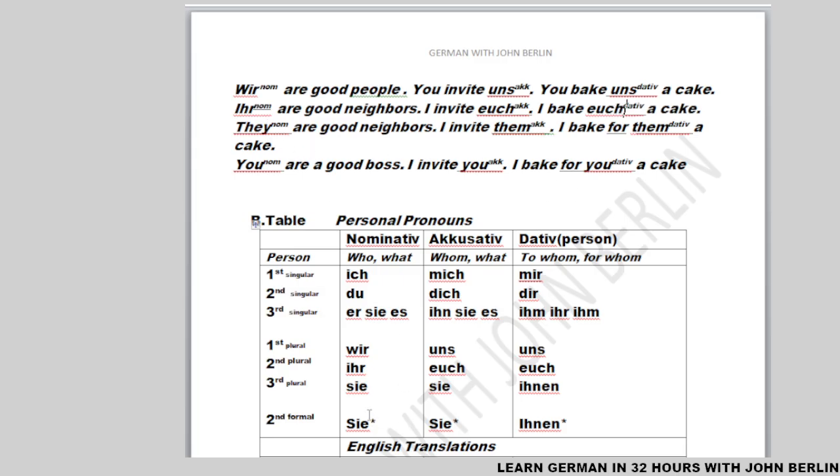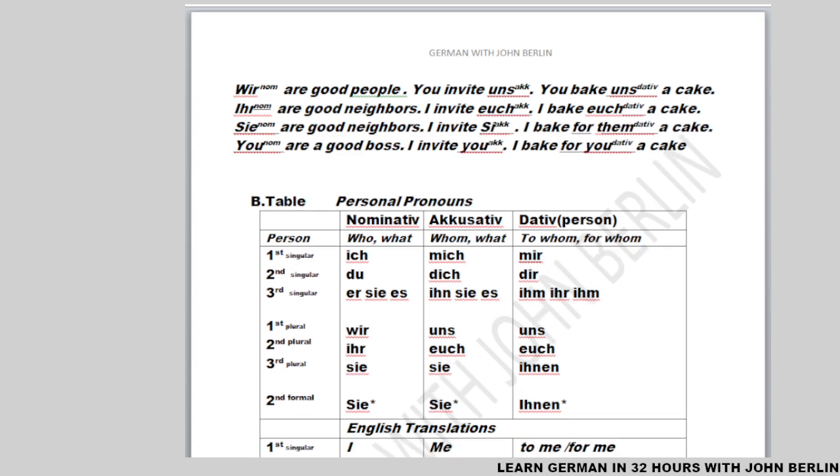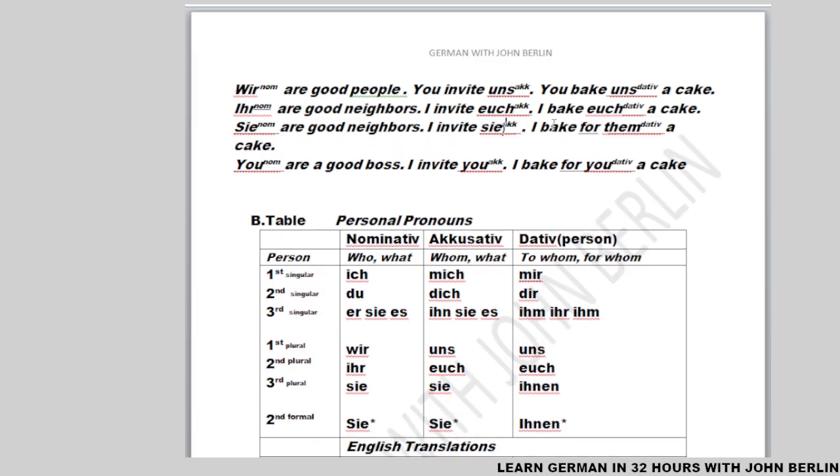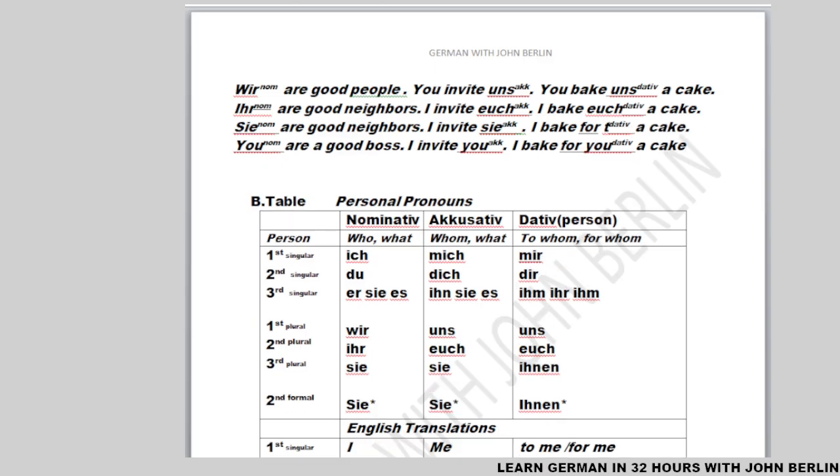Moving forward, they are good neighbors. Who are good neighbors? They. Sie. Yeah. Sie. I invite them. Whom do I invite? Sie. Sie in German as a subject and direct object looks the same. Don't worry. Invite them. So sie. I bake for them a cake. For whom do I bake a cake, for them in German? Ihnen. Right?